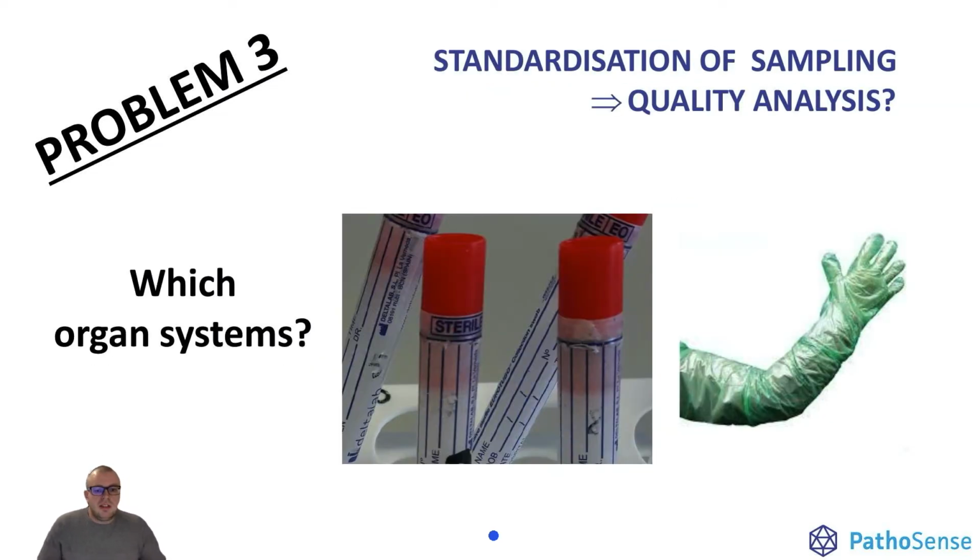And the third problem is that the standardization of sampling is actually lacking in the field. As a veterinarian, you're standing there by your patient, which can be a herd or an individual dog or cat, and then you have to decide which organ systems you have to sample. Now, this is extremely difficult sometimes. Another problem is that the type of material and how it is conditioned can be very variable. And this all has an important impact on the quality of the diagnostic analysis.